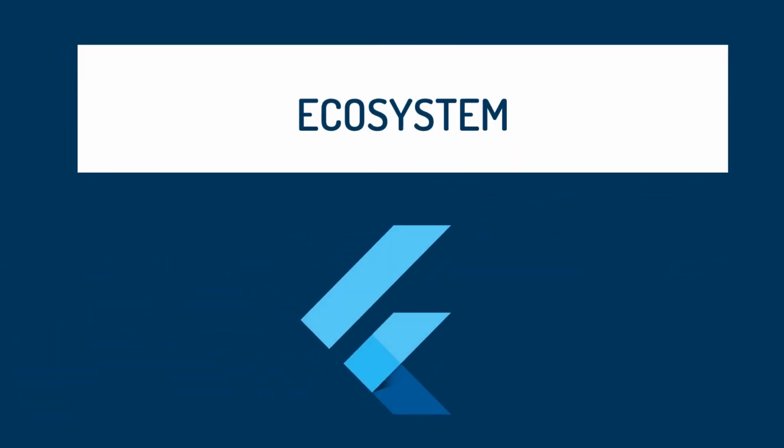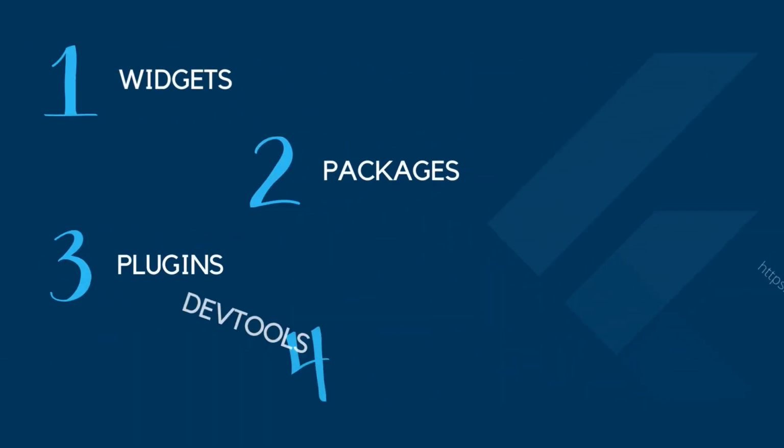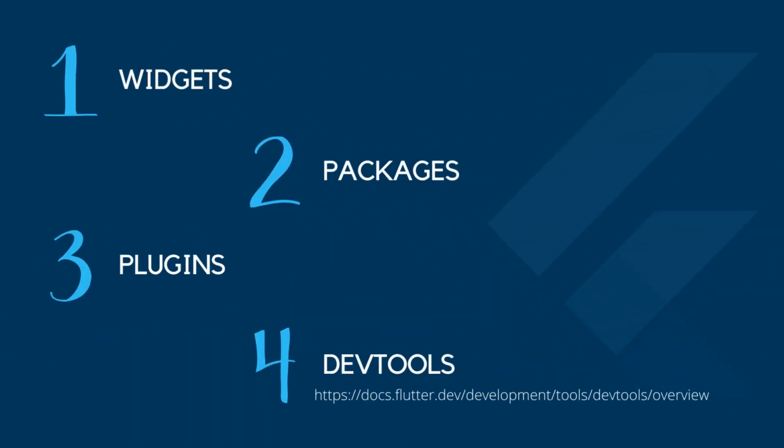Now let's get into the ecosystem. In the ecosystem, we'll talk about four things. First is the widgets. The widgets are the building blocks of a Flutter app's user interface. Each widget has a function to play, and it is an immutable description of part of a user interface.